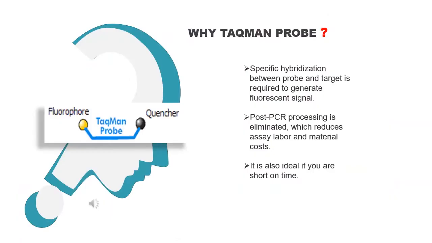TaqMan probe is chosen because of its specific hybridization, unlike DNA binding dye. Next, post-PCR processing is eliminated, which reduces assay labor and material cost when using TaqMan probe. And lastly, it is ideal if the results are required in a short time.